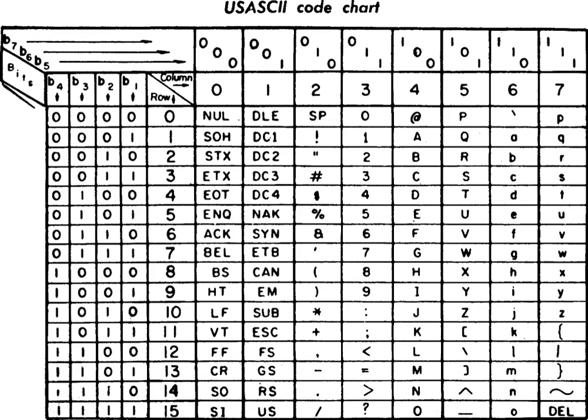Originally based on the English alphabet, ASCII encodes 128 specified characters into 7-bit integers as shown by the ASCII chart above. 95 of the encoded characters are printable. These include the digits 0 to 9, lowercase letters a to z, uppercase letters A to Z, and punctuation symbols.